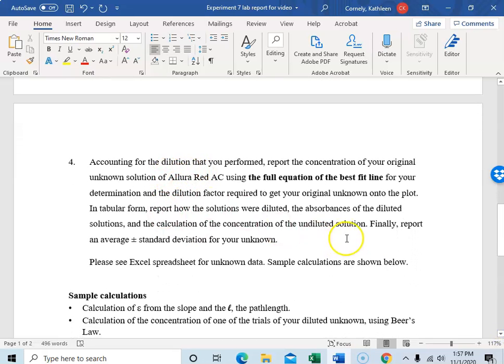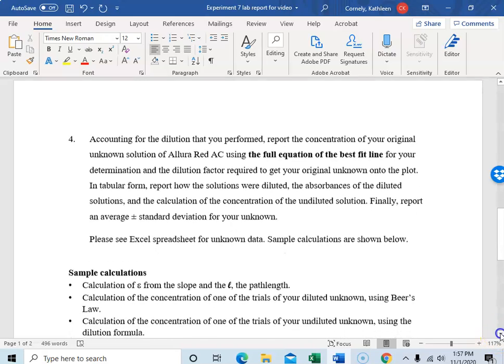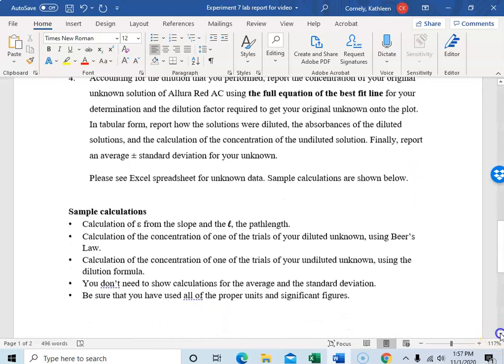Moving on to 4. Here, accounting for the dilution, report the concentration of your original unknown solution in tabular form, reporting the average and standard deviation. Again, all of that is on the Excel spreadsheet. So you can say, please see Excel spreadsheet for unknown data. Sample calculations are shown below.